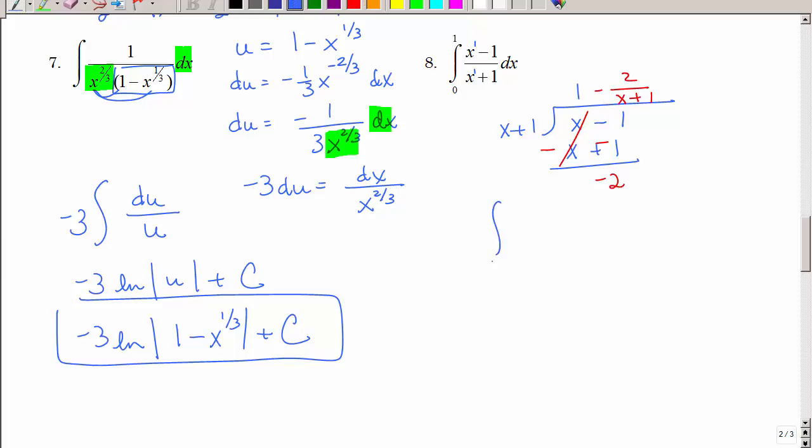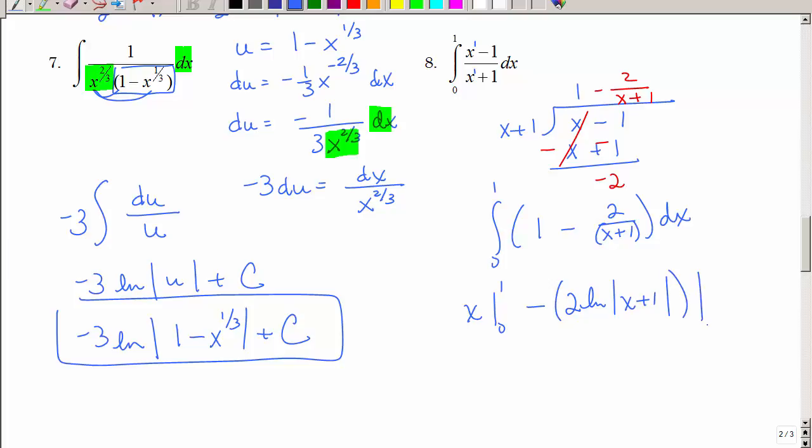So this integral becomes 1 minus 2 over x plus 1 dx. So again, 1 is very easy to integrate. That's just x evaluated between 0 and 1. And then hopefully you can now see, you can take out that 2. x plus 1 is your u, du is just dx. So this is just the natural log of x plus 1. And that is also evaluated between 0 and 1.